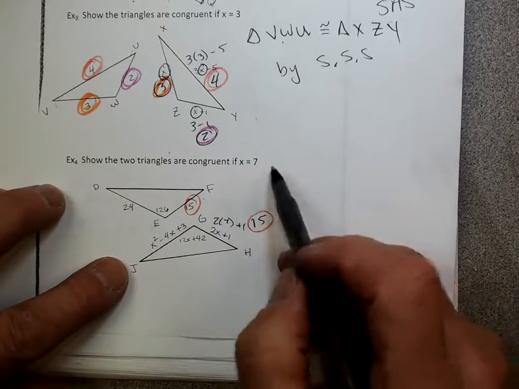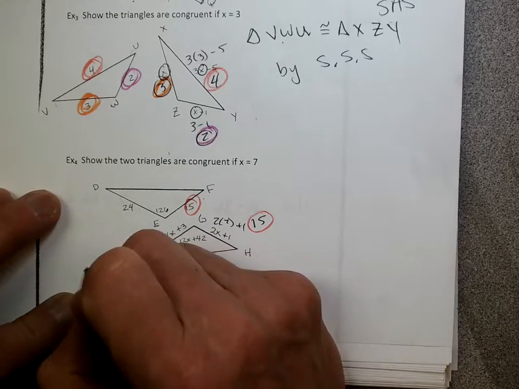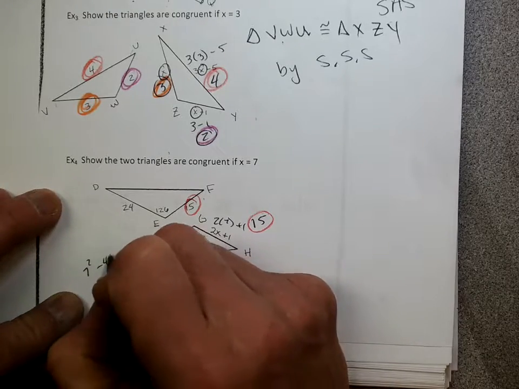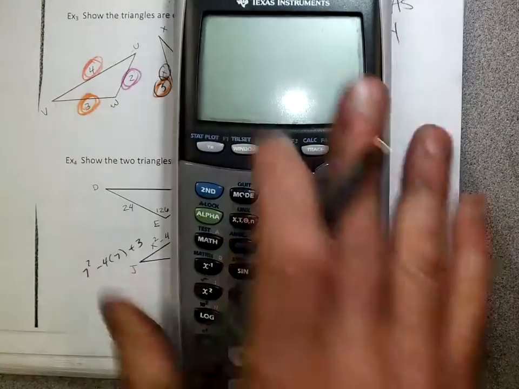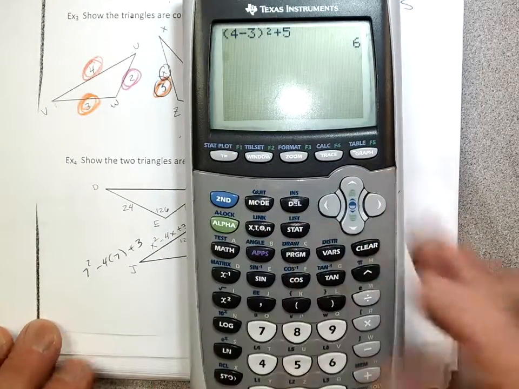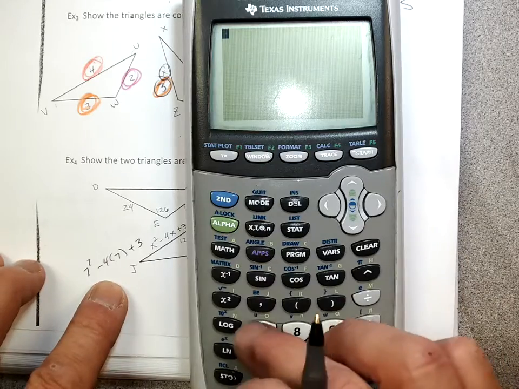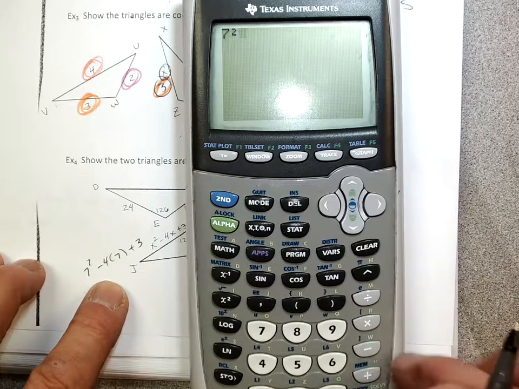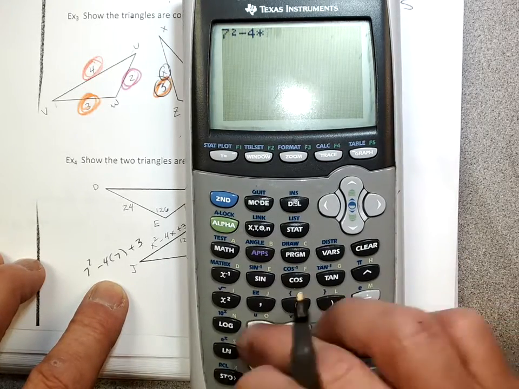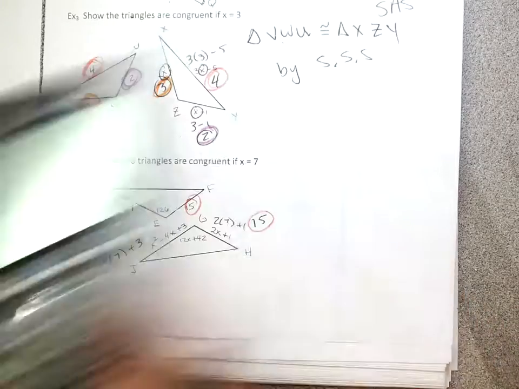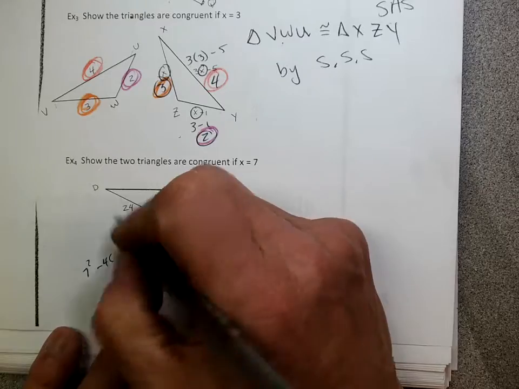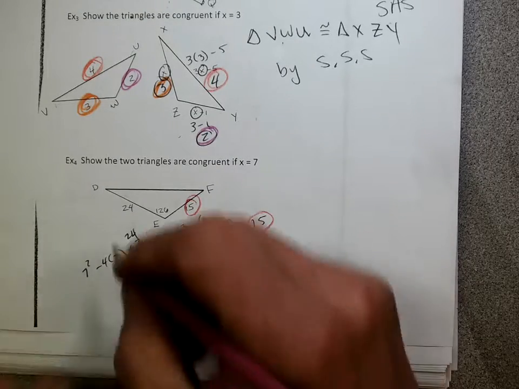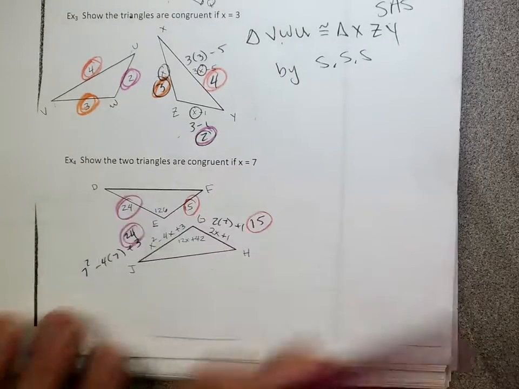Okay, let's plug in the 7 here. Let's see, it's 7 squared minus 4 times 7 plus 3. I might cheat and use my calculator, right? Why not? My calculator does the work. So it's 24. Oh, you're way ahead of me. 7 squared minus 4 times 7 plus 3, and it is 24, okay? So it's 24. And that's good because then it shows me that this side is going to be congruent to that side, okay?